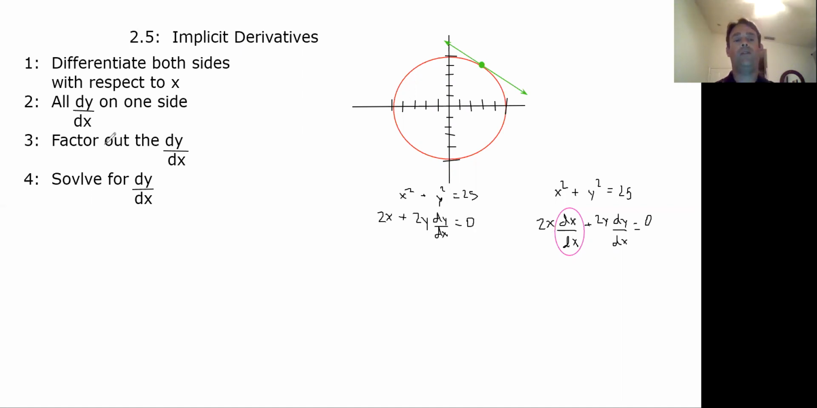So now the next part, the second thing, is getting all the dy dx's on one side. This 2x doesn't have a dy dx, so it's going to go to the opposite side.